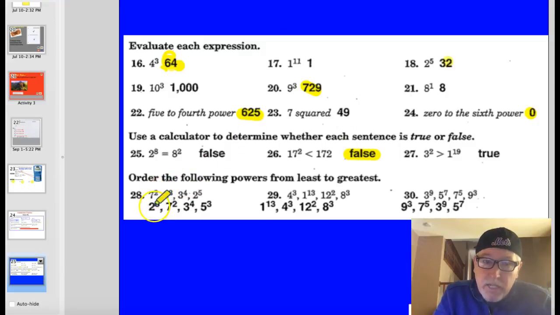All right, let's see if I still have my highlighter here. And then 28, 2 to the 5th is the smallest. Then 7 to the 2nd, 3 to the 4th, and 5 to the 3rd from least to greatest. This is 125. 2 to the 5th, I believe, is 32. You are ready for the quiz. So good luck. See you for the next lesson.